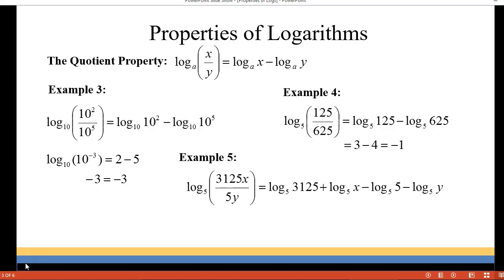Then the ones that have constants, you want to simplify them. So 5 to the fifth is 3125, and 5 to the first is 5. So we have a 5 and a negative 1 that we can combine, and we get 4 plus log base 5 of x minus log base 5 of y.